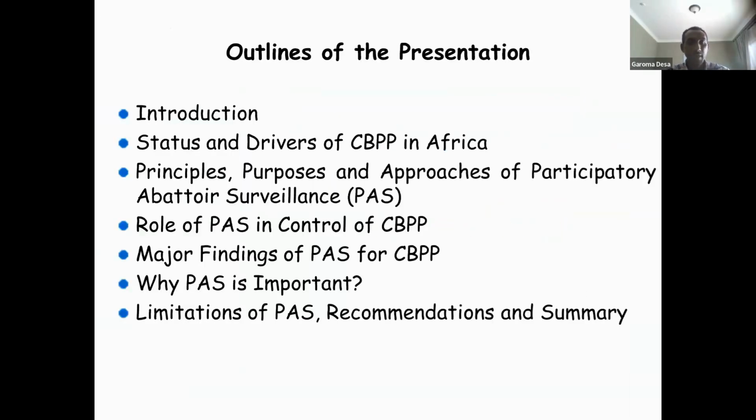As an outline, we have an introduction, status and the drivers of CBPP in Africa, what makes CBPP endemic in Africa, what are the drivers, principles, purposes, and approaches of participatory abattoir surveillance, role of participatory abattoir surveillance in control of CBPP, what are the major findings of participatory abattoir surveillance for CBPP, why participatory abattoir surveillance is important, and at the last, limitations of participatory abattoir surveillance and recommendations to improve these limitations. Finally, summary. These are my outlines.